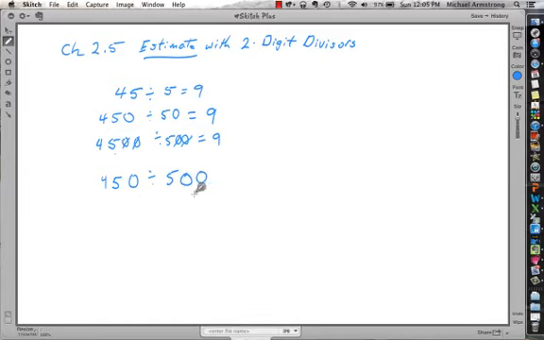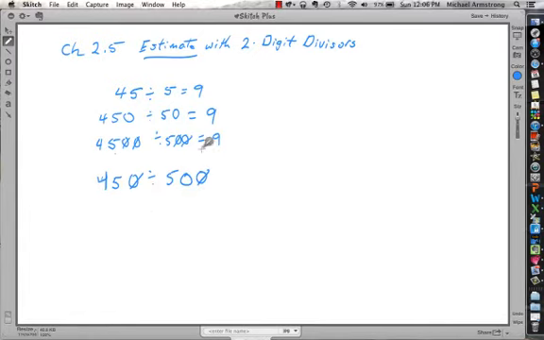If you have 450 divided by 500, this one's going to be a little bit tough because 500 is bigger than 450, but you could cross out one 0 on each side, and you would then be saying, how many times can you divide 45 by 50? And it's going to be a little less than once.